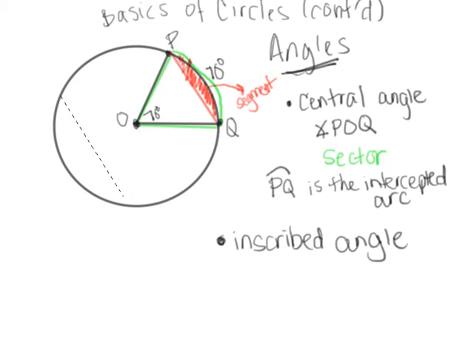Inscribed angle is formed like this. Let's say I had a chord like that, and then I had another chord that went like that. This angle is on the inside of the circle. The back part of the angle touches the inside of the circle. So this would be called an inscribed angle.